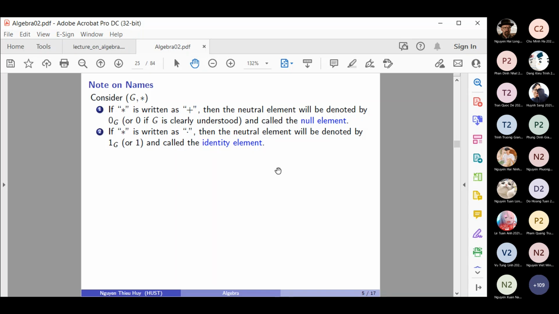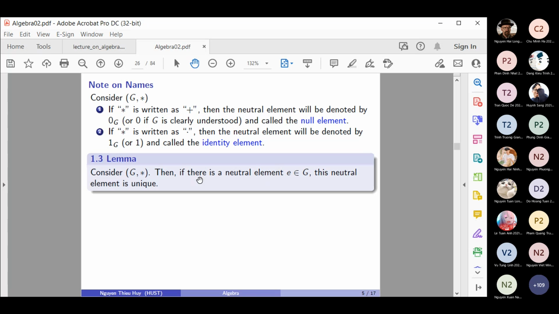So let me prove something. If you have an algebraic structure (G, star), where G is a non-empty set and star is a binary operation on G, and there is a neutral element, then this neutral element is unique. So let's prove this.